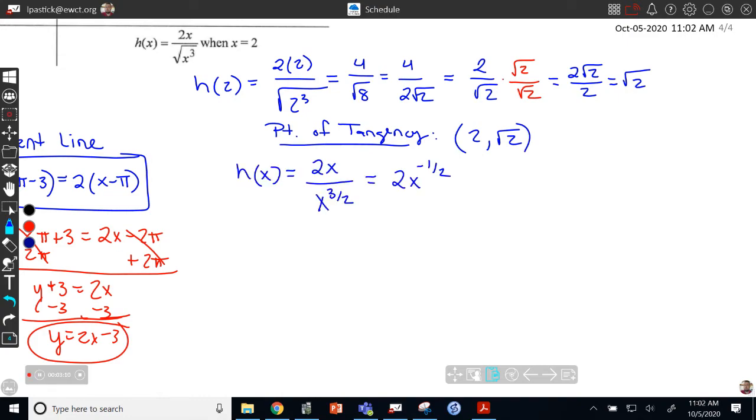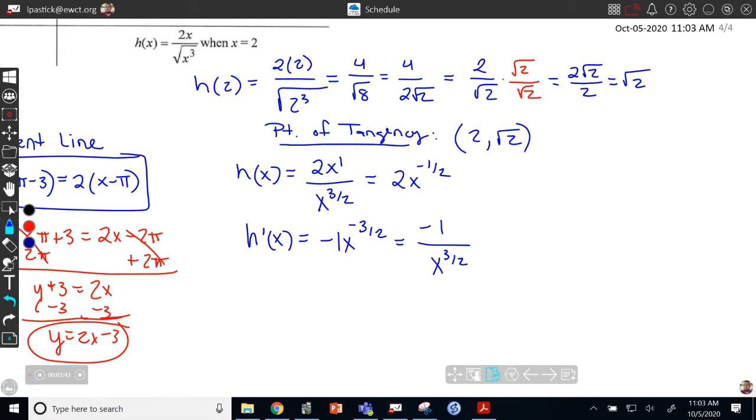Okay, so I've rewritten this as a polynomial, 2x over x to the 3 halves. Then you subtract the exponents, you got 1 minus 3 halves, which is negative 1 half, so 2x to the negative 1 half power. Now we're going to find the derivative. So h prime of x equals, multiply the exponent times the coefficient. So negative 1 half times 2 would be negative 1, x to the negative 3 halves, which is the same thing as negative 1 over x to the 3 halves.